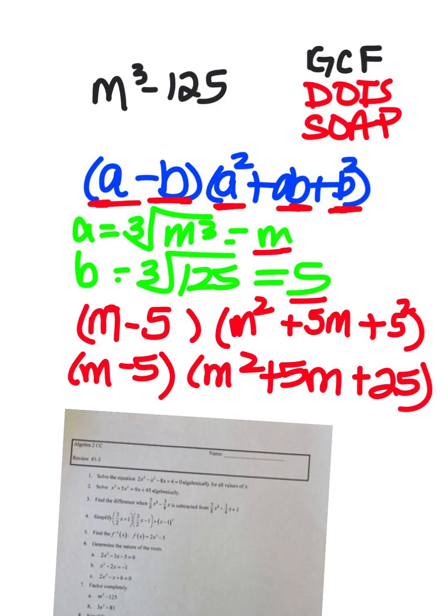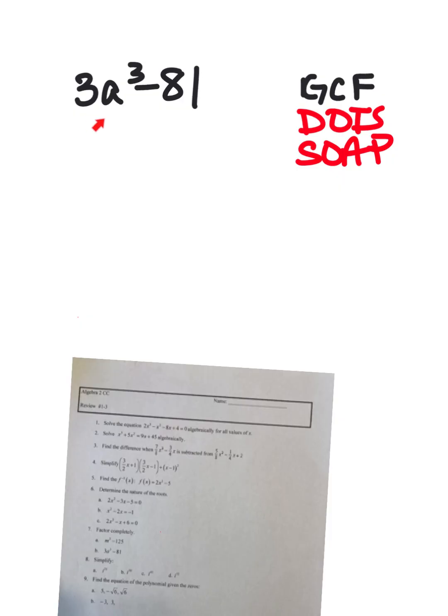All right, so let's take a look at B. Okay, B is 3a to the third minus 81. I notice there is actually a GCF. The GCF is 3, so factor out the 3. So we have 3 times a cubed minus 27. All right, and then again, is it DOTS? Nope. a to the third and 27 are not perfect squares, so it must be SOAP.